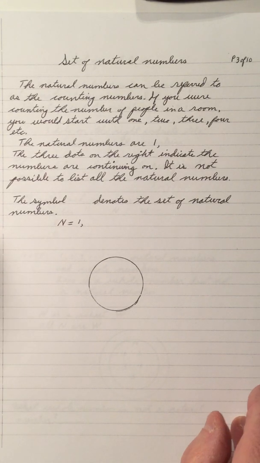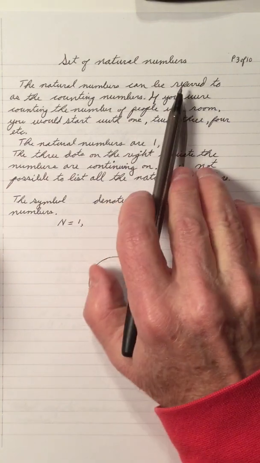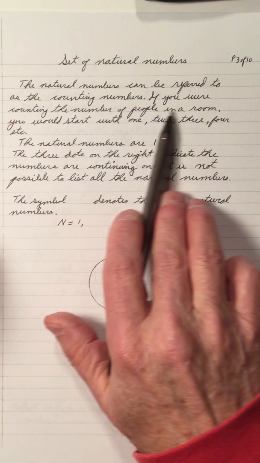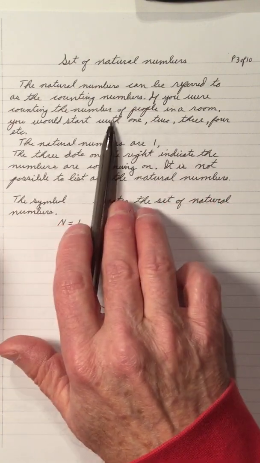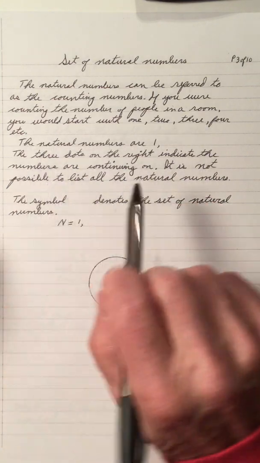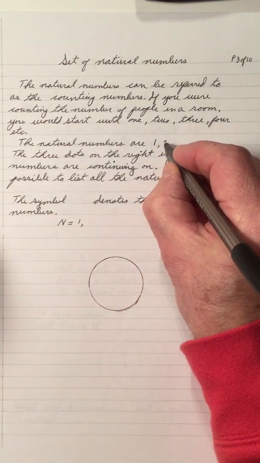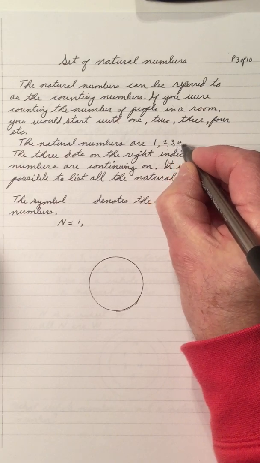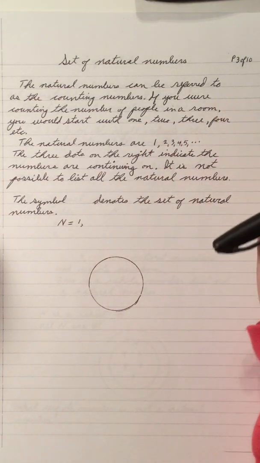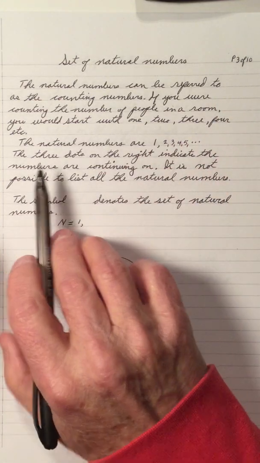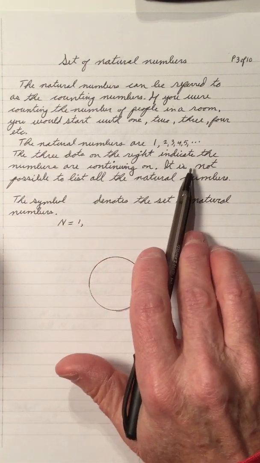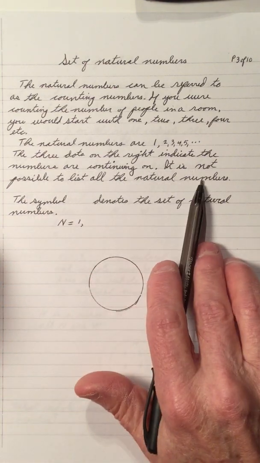The first set of numbers is the natural numbers. The natural numbers can be referred to as the counting numbers. If you were counting the number of people in a room, you would start with 1, 2, then 3, then 4, etc. The natural numbers are 1, 2, 3, 4, 5, ... They're going on to the right to infinity. The 3 dots on the right indicate the numbers are continuing on. It is not possible to list all the natural numbers.